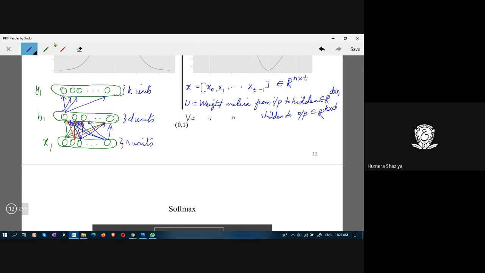And W. What is W? W is the weight matrix from hidden unit to hidden unit, hidden to hidden. And its size will be d by d. That is the size of the matrix.